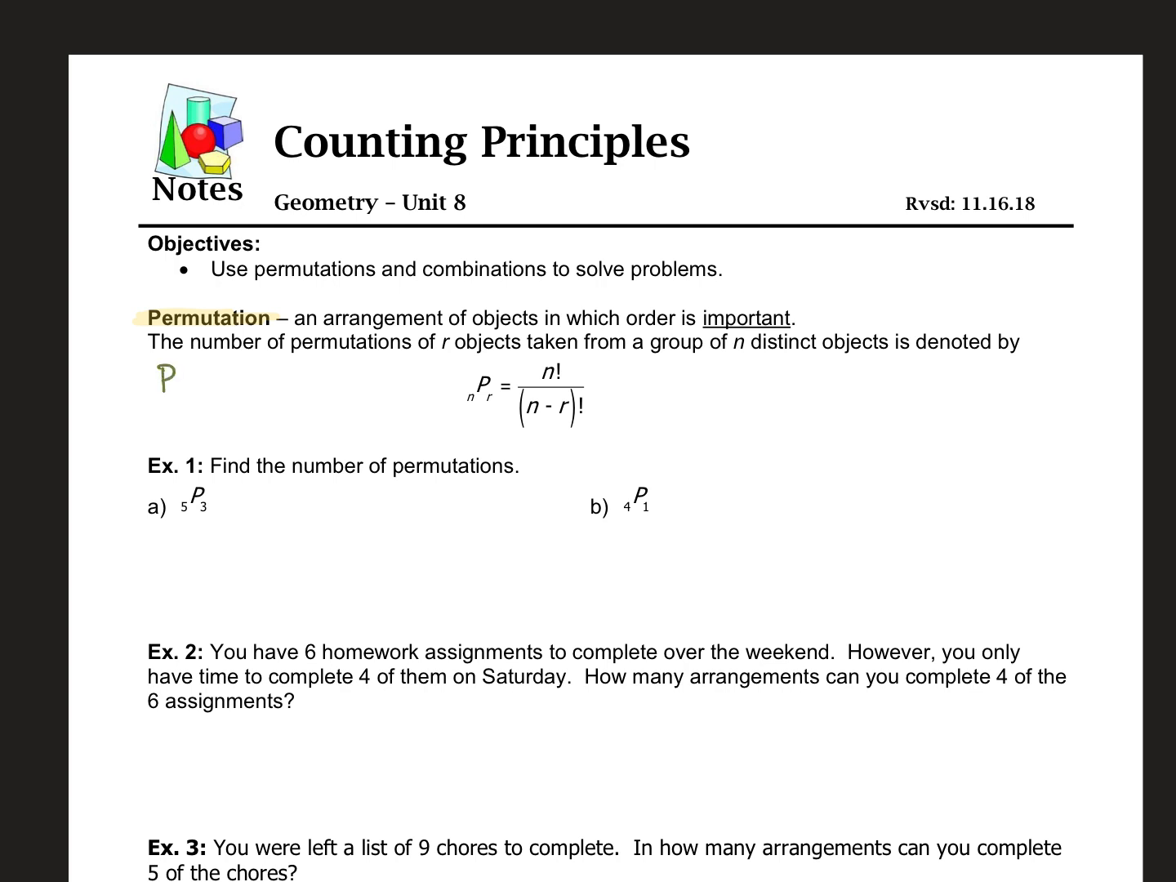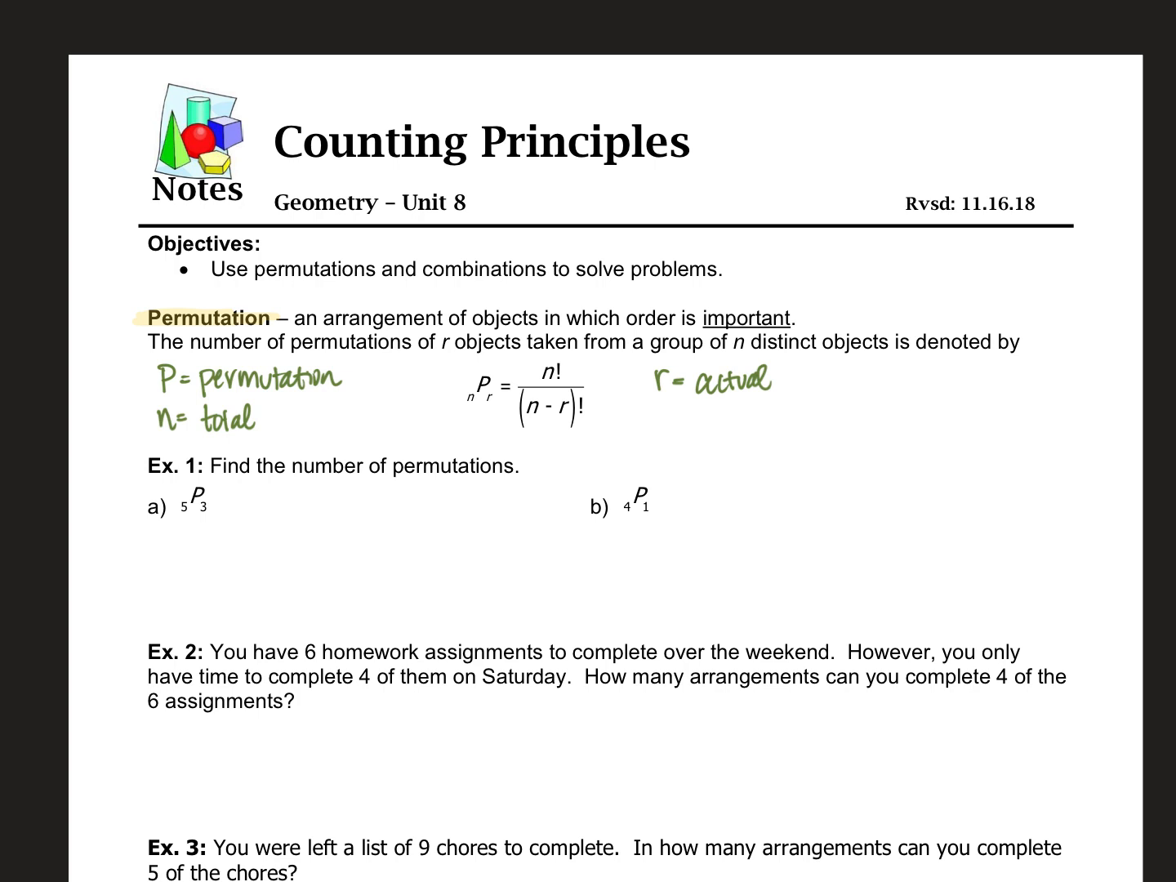So the capital P stands for permutation. Then the n variable stands for, I like to think of it as your total amount. Whether we're talking about the total number of objects, trials, or items, it's your total number. Then the r represents the actual number of objects, trials, or items that you obtain.